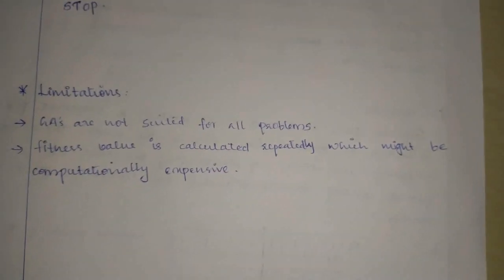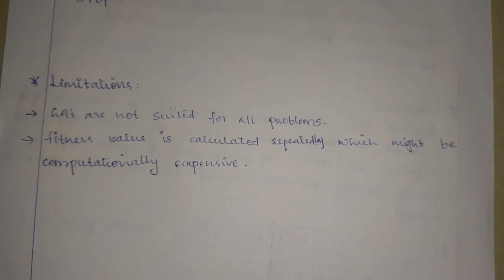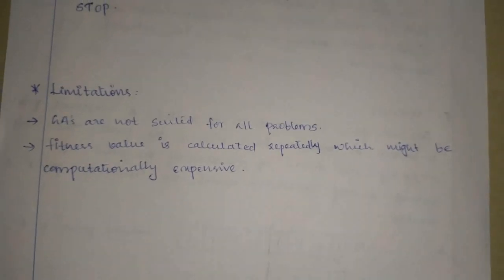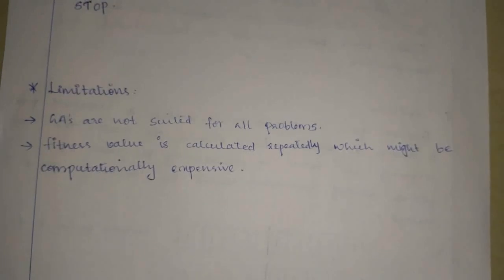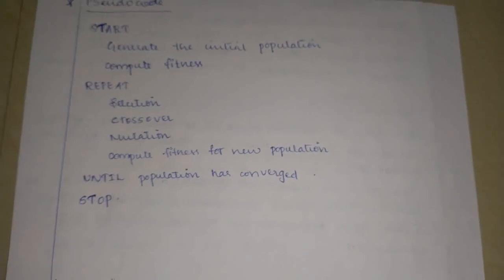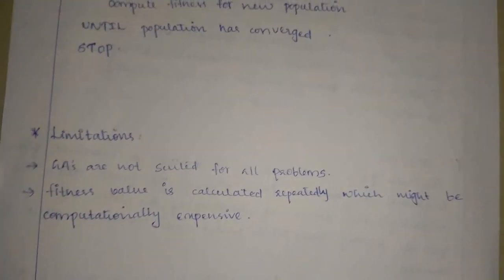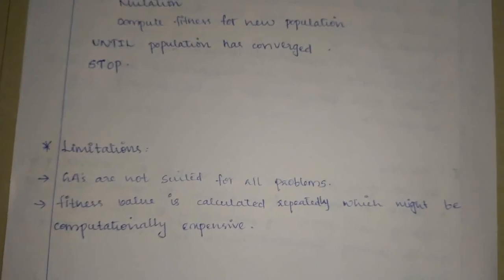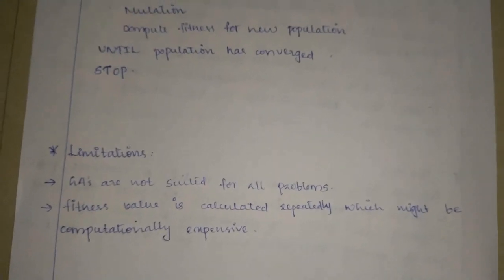Now let's see what the limitations of genetic algorithms are. Genetic algorithms are not suited for all problems, and the fitness value is calculated repeatedly, which might be computationally expensive. So we see here we mentioned computing of fitness scores. Here the computation of fitness score is done twice. So this is computationally expensive. These are the limitations of the genetic algorithm.